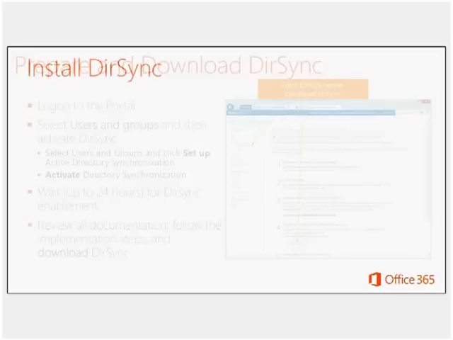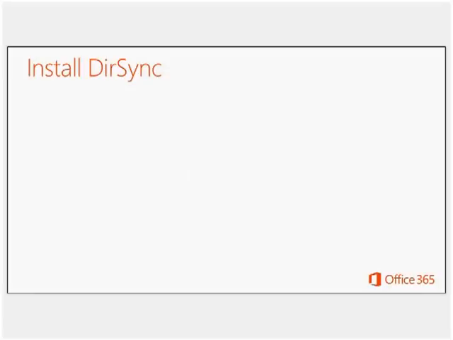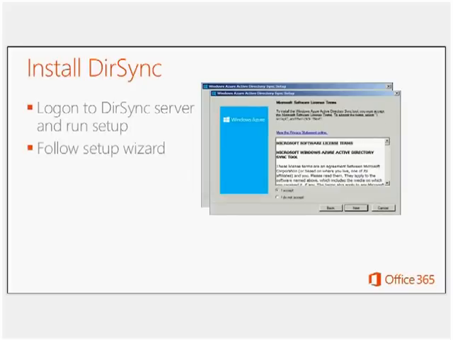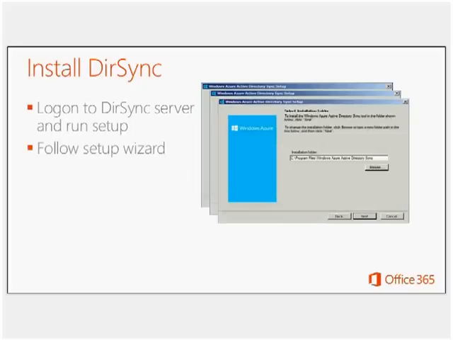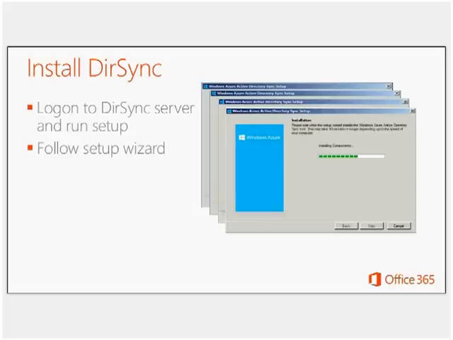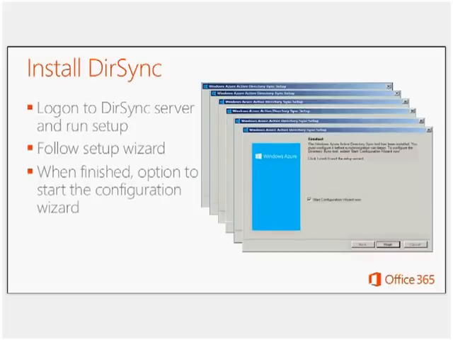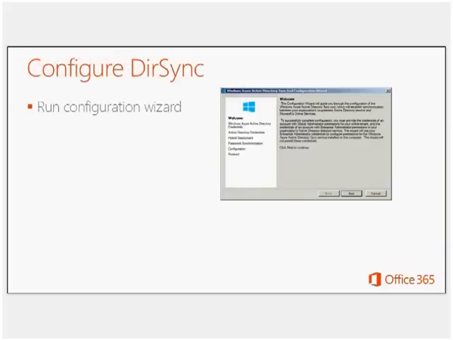So you get that directly from the admin portal, and once you're off of your DC or on that DC if it's supported in your environment, once you start installing DirSync, it's very simple. I'm just going to walk through some of the screens here. It's accepting the terms of use. Where do you want to install it? Installing components. Next. Start the configuration wizard after you install it, and that pushes you to the configuration.